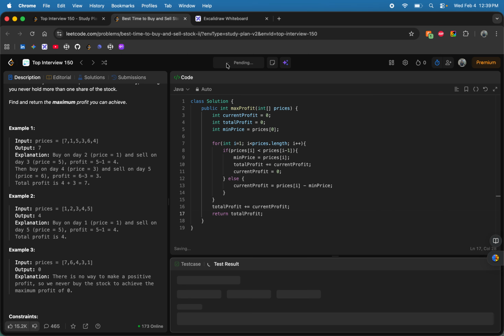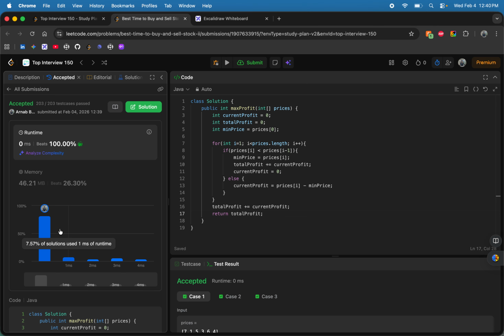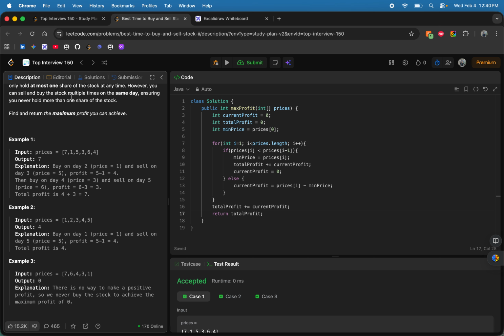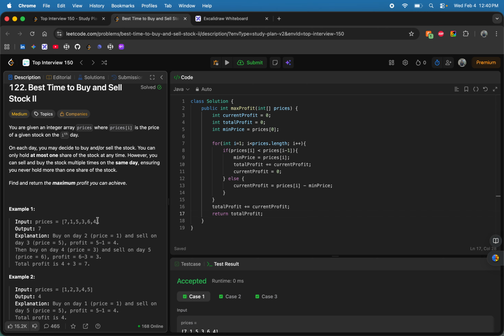Let's just try to run it. It's getting accepted. Let's try to submit it. Awesome, it is successfully accepted, and the runtime is 0 milliseconds. So time complexity will be O of n, because we are iterating the array one time, and space complexity obviously is O(1), because we are not using any extra space.